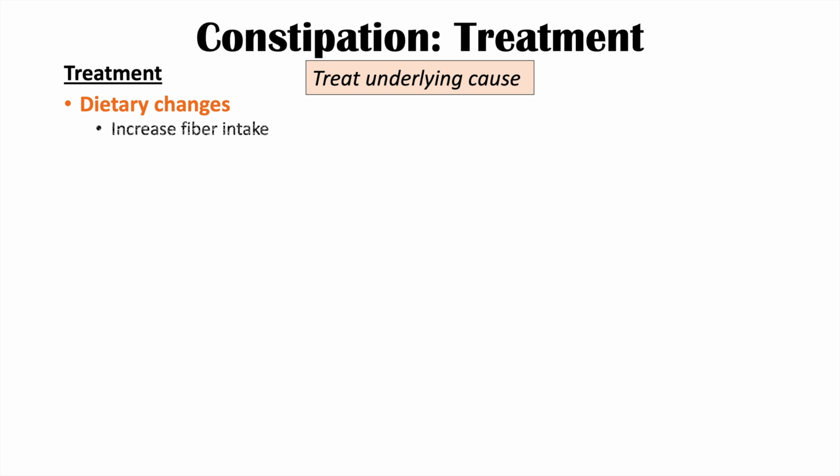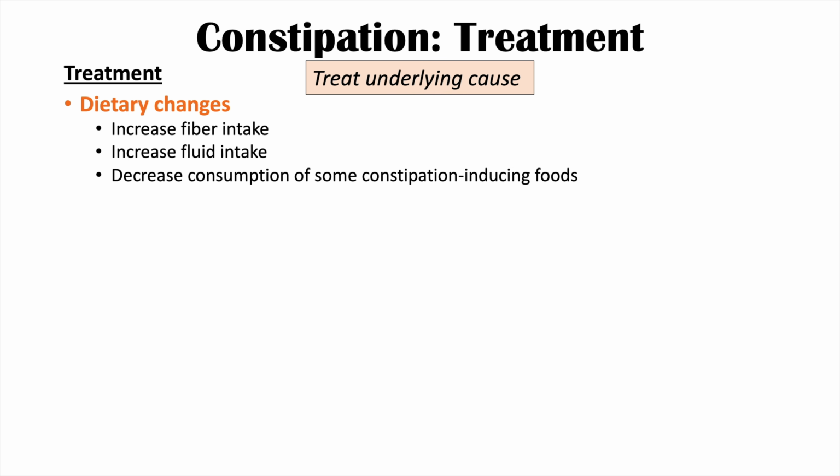So dietary changes means increasing fiber intake, increasing fluid intake, and avoiding some of those other constipation-inducing foods like cheese and avoiding things like alcohol. It's also important to increase activity and exercise. Increasing activity and exercise can increase gastrointestinal motility. So this is going to be important as well.